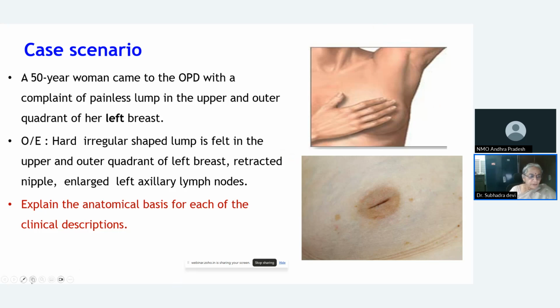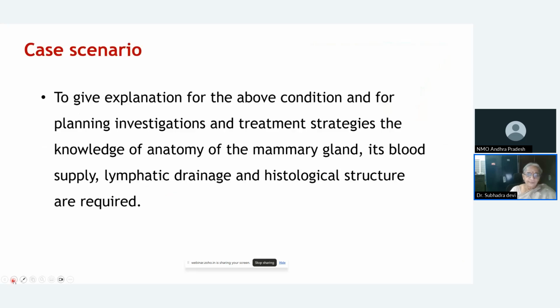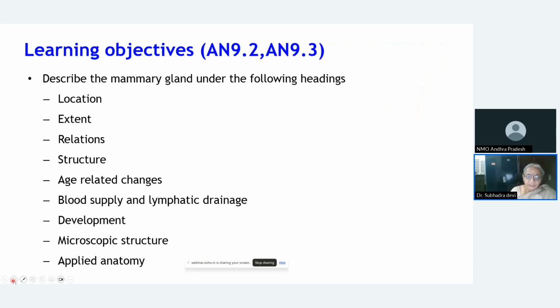So you should be able to give an anatomical explanation for the clinical description, and you should have the knowledge of mammary gland, its blood supply, lymphatic drainage, and histological structure. So you may be asked a question, describe the mammary gland under the following headings. Each heading you should be able to answer, and there will be distribution of marks also. And the important points you focus on first, then you can add some more details if you have sufficient time.